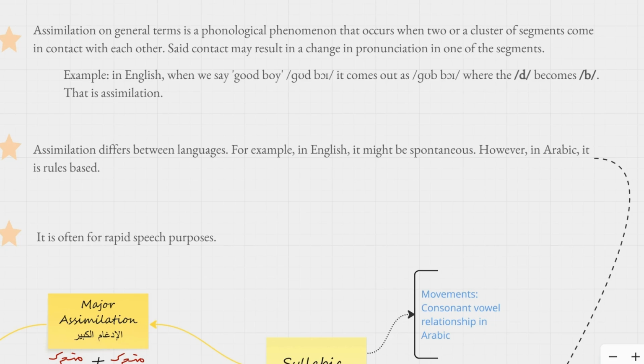So that's why we follow ahkam tajweed, that's why we follow the rules of tajweed. And so assimilation has to follow certain rules for the Quran to be preserved. And of course, we're not only talking about the Quran specifically, we can say that this occurs in language in general.